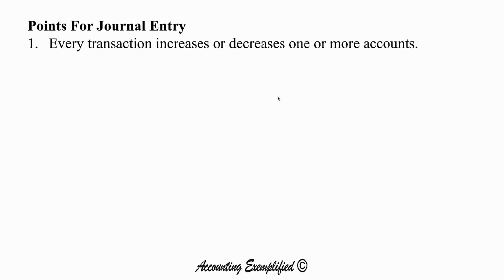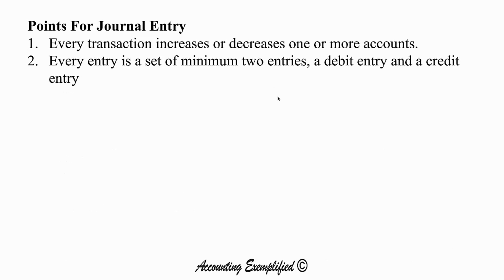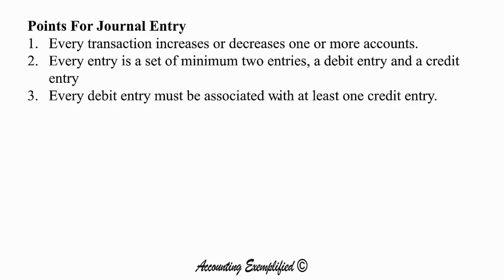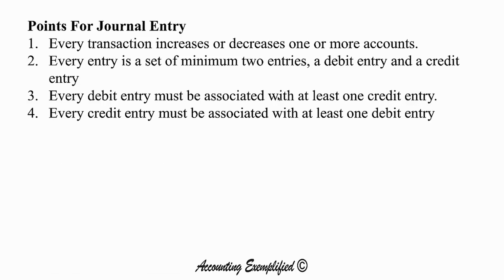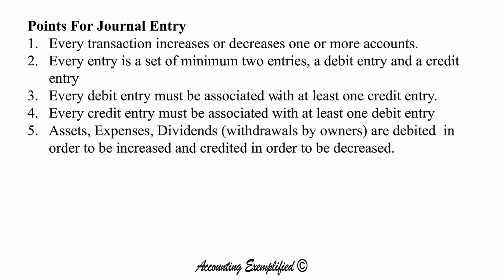Now, points to remember when you do the journal entry. Every transaction will increase or decrease one or more accounts. And every entry is a set of minimum 2 entries, at least one debit entry and one credit entry. Every debit must be associated with a credit entry, and every credit entry must be associated with at least one debit entry. But there can be more than one debit entry and or more than one credit entry.